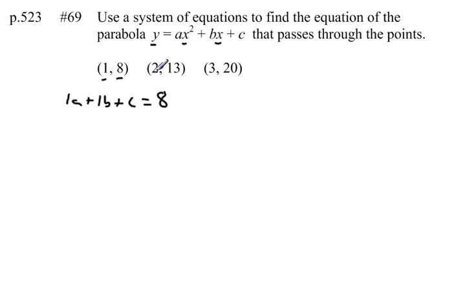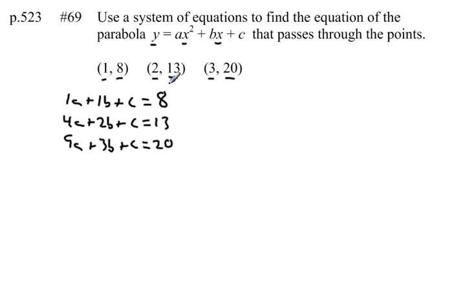Second equation, let's plug 2 and 13 in place of x and y. So if I do that, 2 squared is 4 times a plus b times 2, or 2b, plus c is equal to y, which in this case is 13. Okay, let's plug our third point in for x and y. So plugging 3 in place of x gives me 3 squared, which is 9, times a, plus 3 times b, plus c is equal to my y value, or 20.